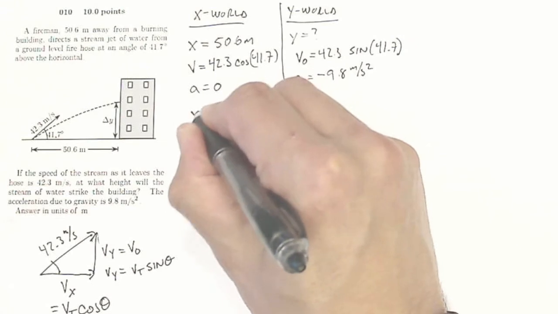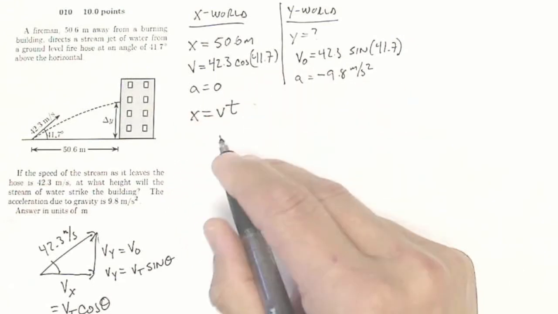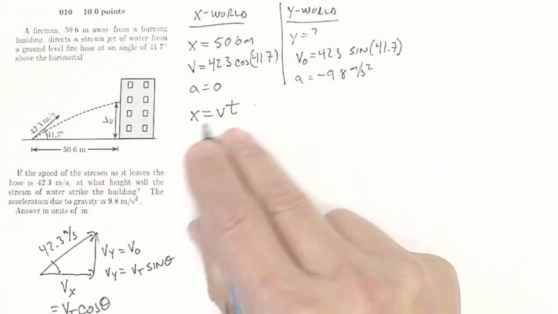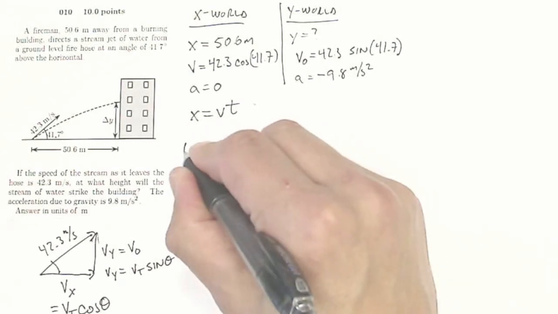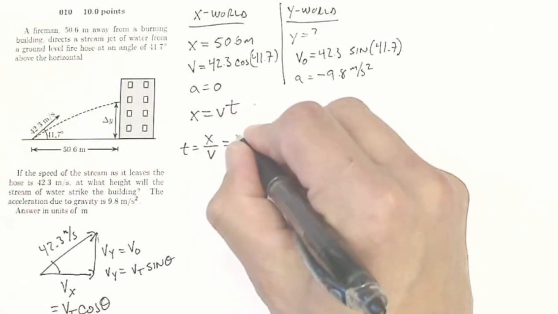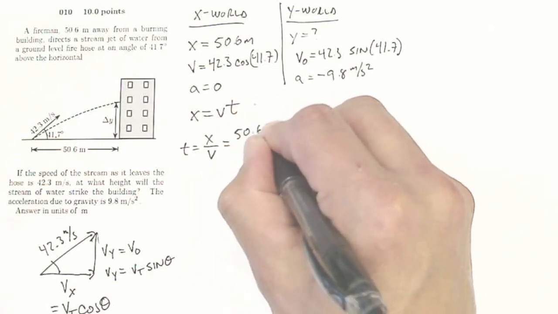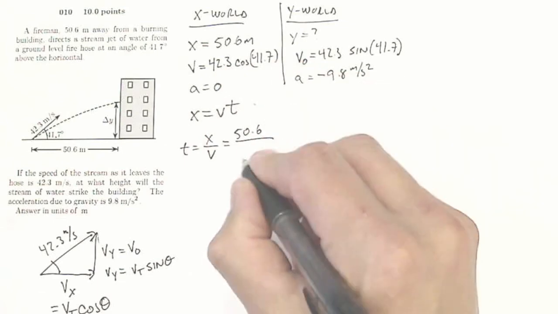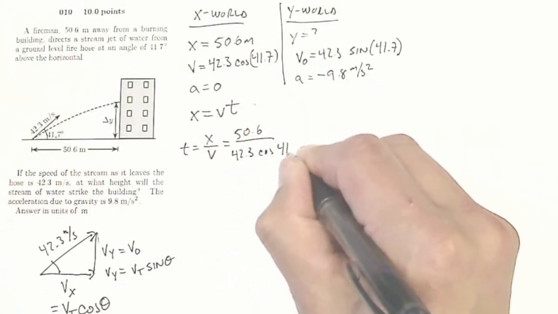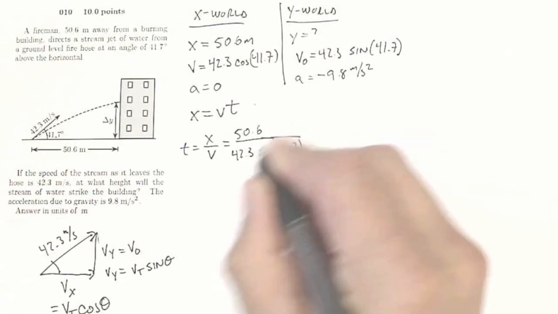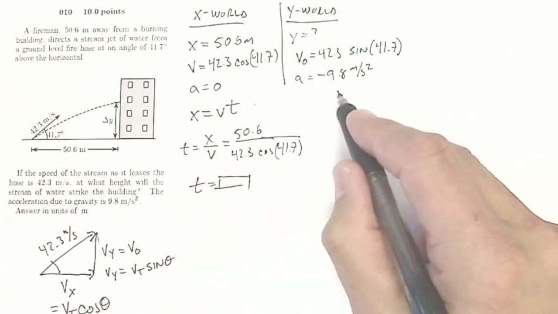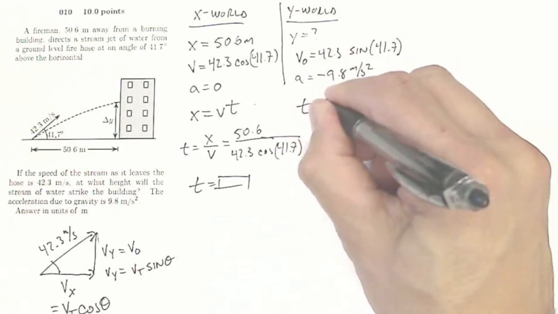So I know that x equals vt, distance is velocity times time, meters per second times seconds gives me meters, so that's good. So if I want time, my time is going to be my distance divided by my velocity. It's going to be my 50.6 meters divided by my velocity, which was 42.3 cosine 41.7. That will give me my time. Once I have my time, I'll move right here into the Y world.